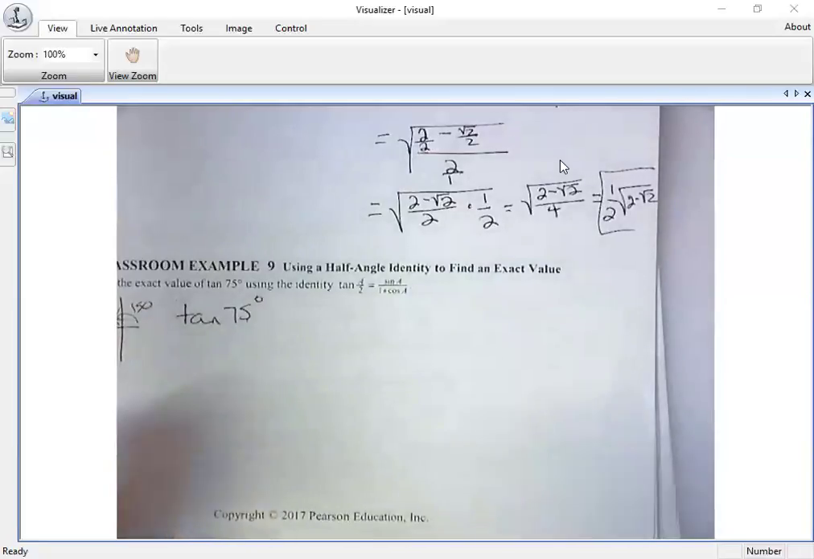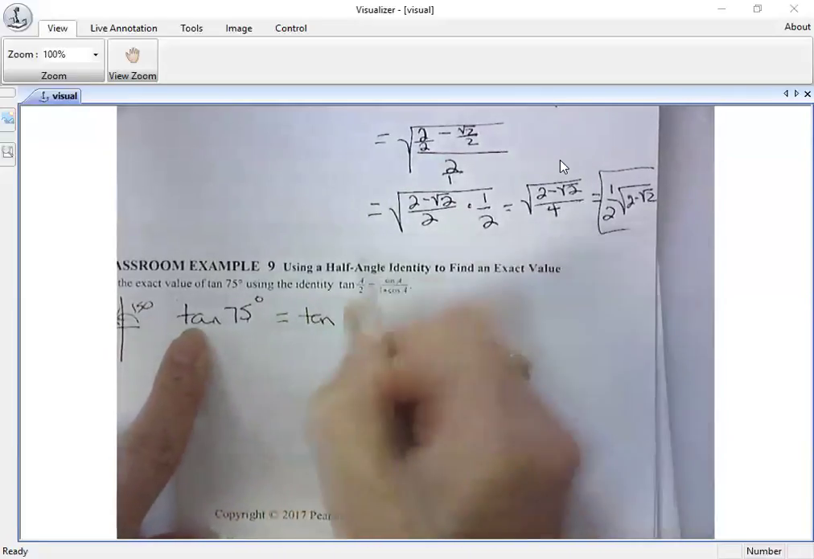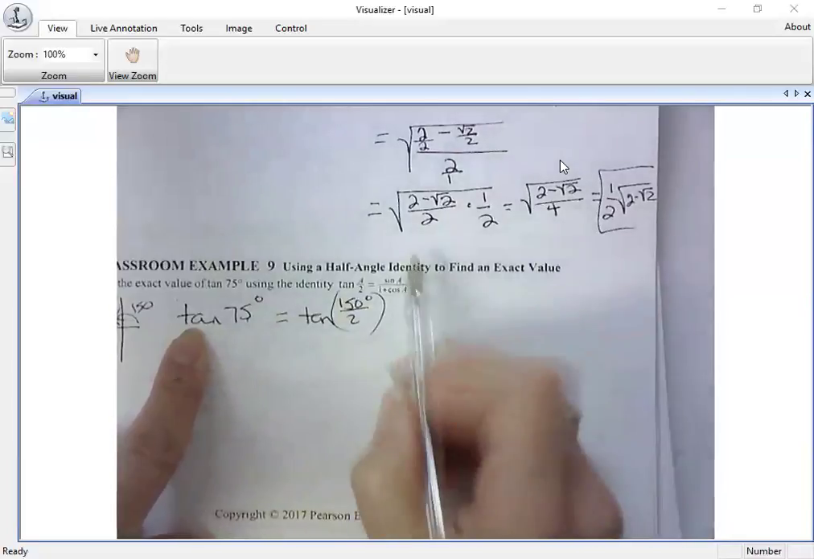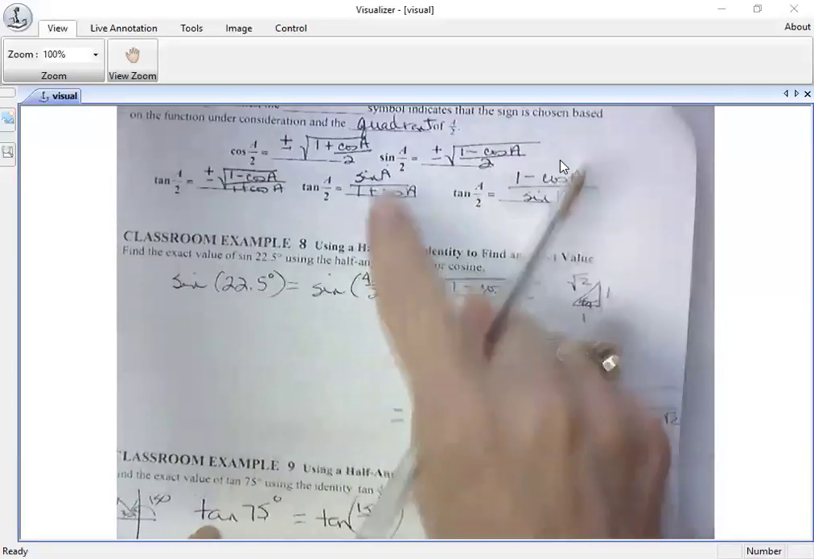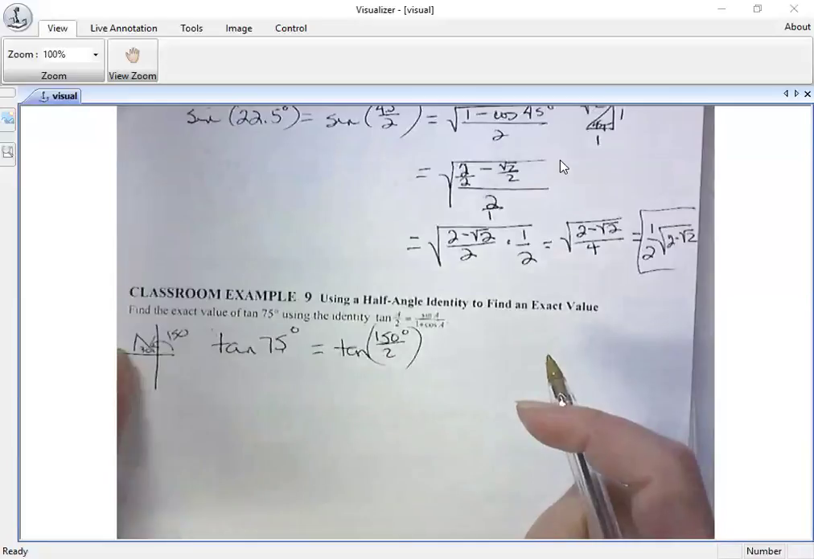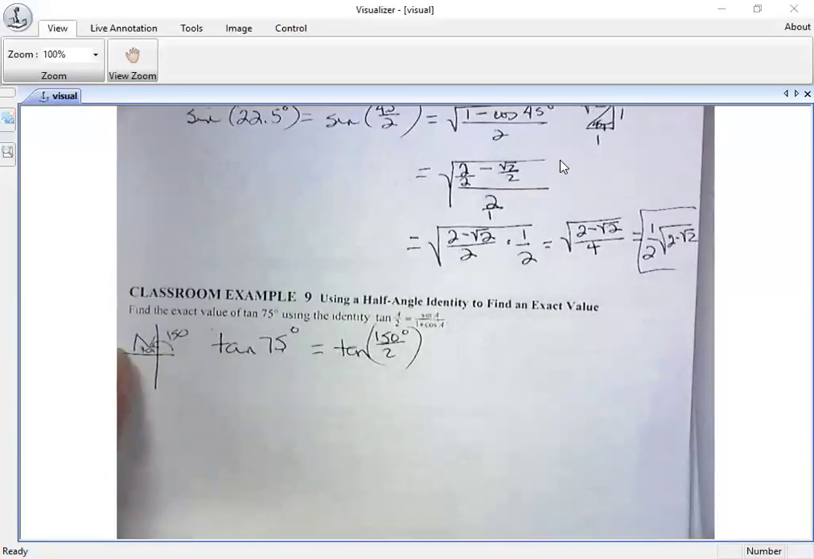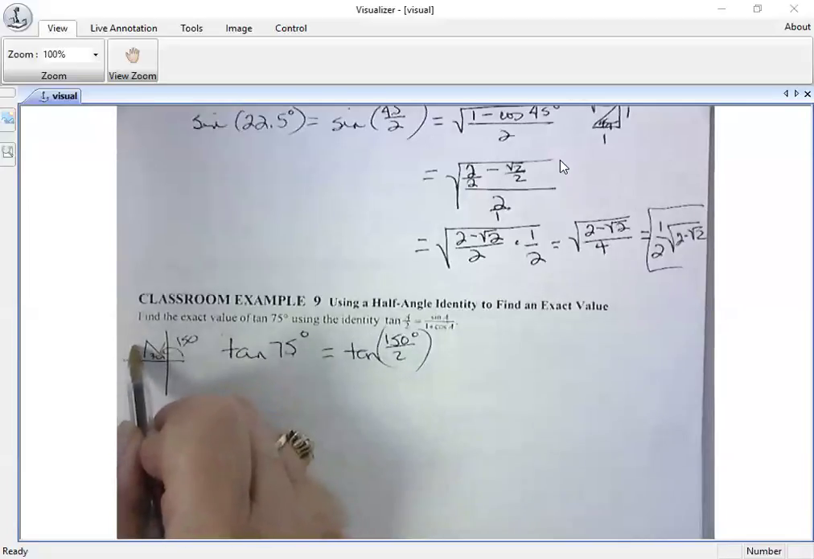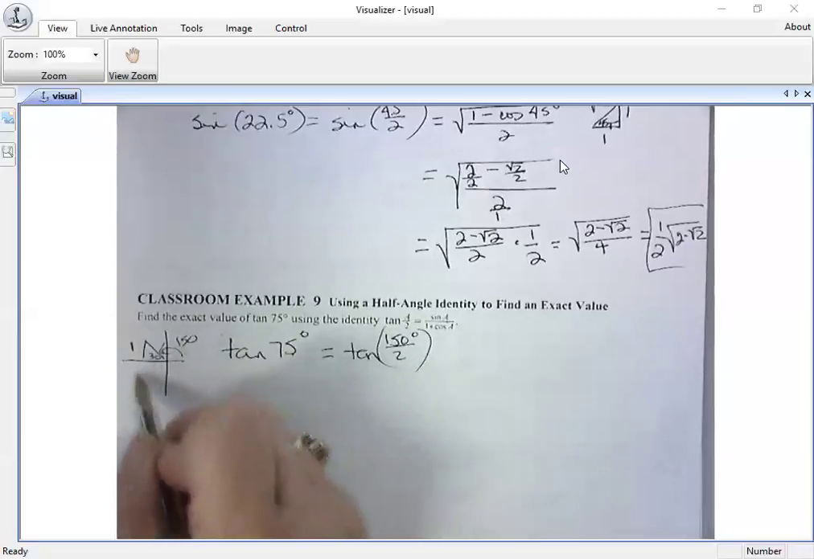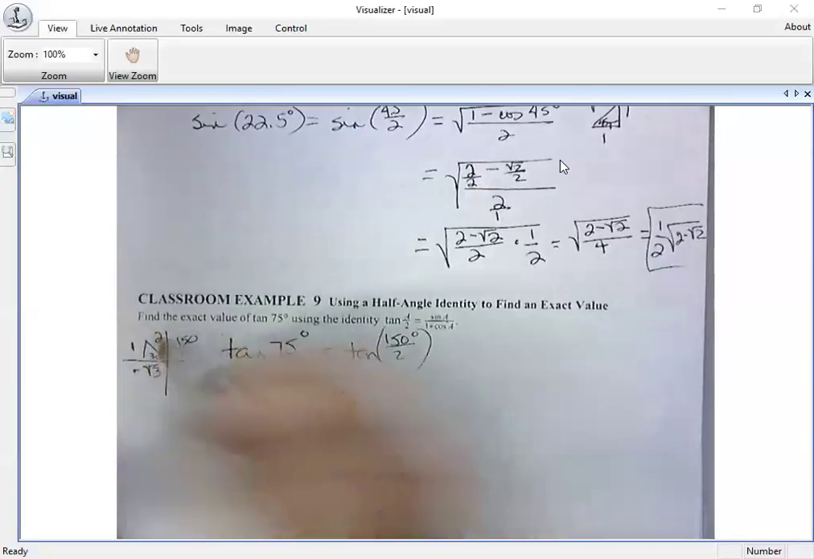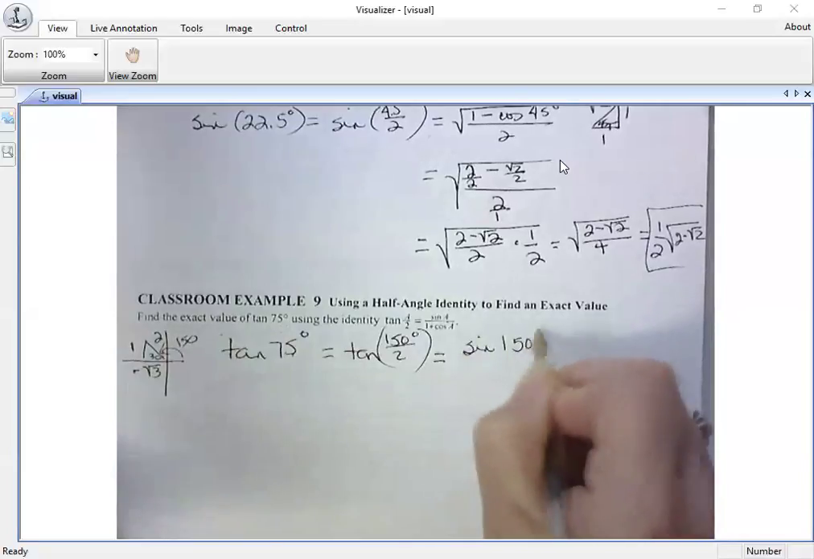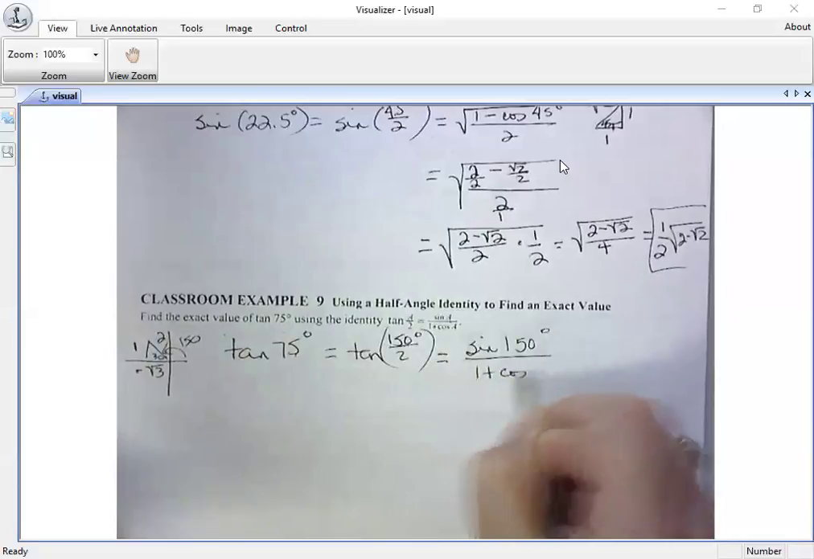So here's what that means. I want to rewrite that as the tangent of 150 divided by 2. And it's telling me this variation is the one I want to use. Okay? So here's my reference triangle. I know I'm in quadrant 2. So let's see if we can label these sides. How much is this one? 1. This one would be a negative square root of 3, and the hypotenuse is 2. There you go. All right, so we want the sine of 150 divided by 1 plus the cosine of 150.